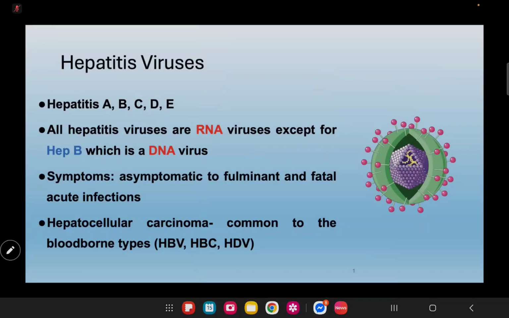Among these, the blood-borne types, that is hepatitis B, C, and D, are strongly associated with liver cancer or hepatocellular carcinoma. So, if you're asked in the exam, the only hepatitis virus that is a DNA virus, your answer should be hepatitis B.